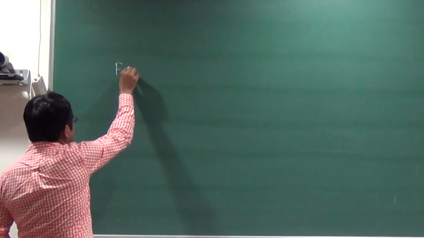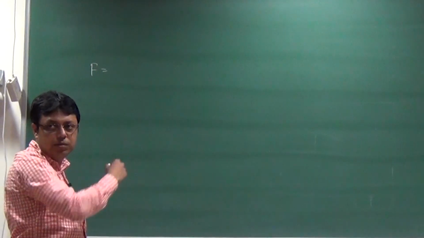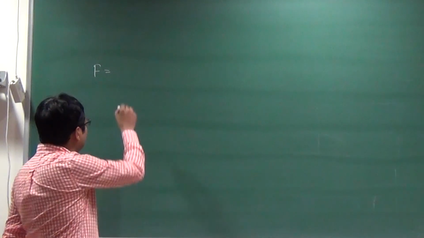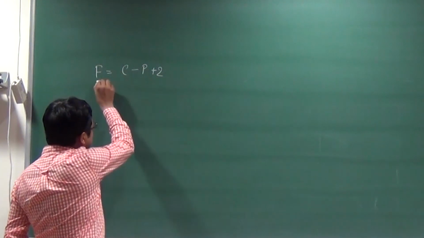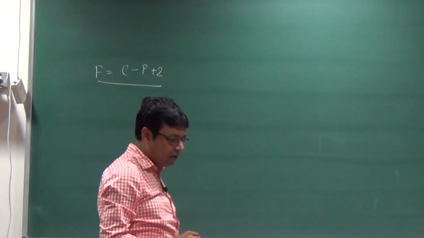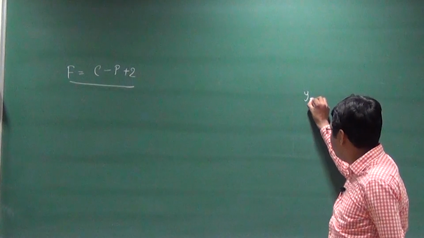So we'll start with the phase rule, where we started. The rule says basically the degrees of freedom, or the independent variables we need, is F = C - P + 2.